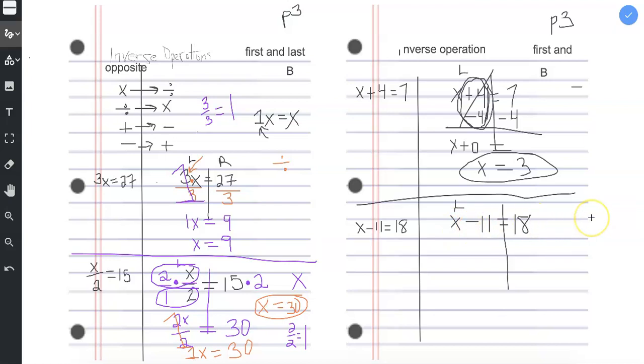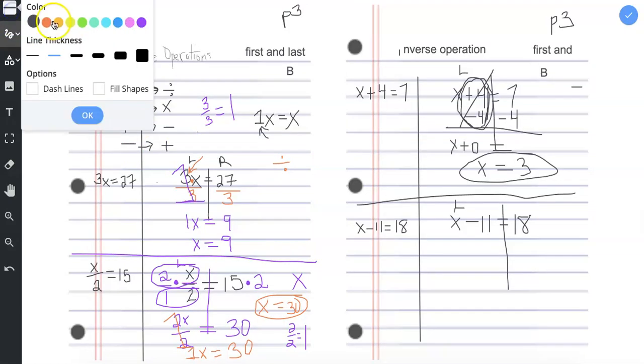Now we ask ourselves, what is the original operation? So look between the x and the 11, you see subtraction. So the original operation is subtraction. So look back at our inverse operations. The opposite of subtraction is addition. So to solve this, we're going to add 11 to both sides.